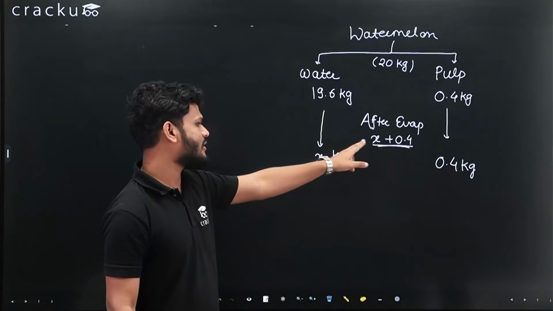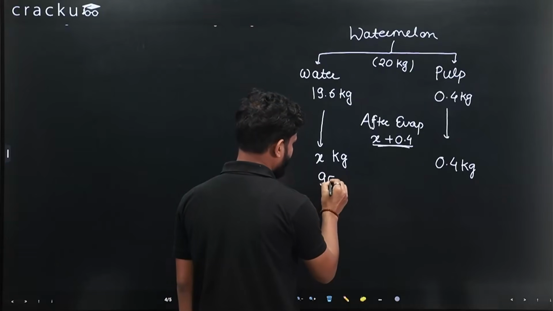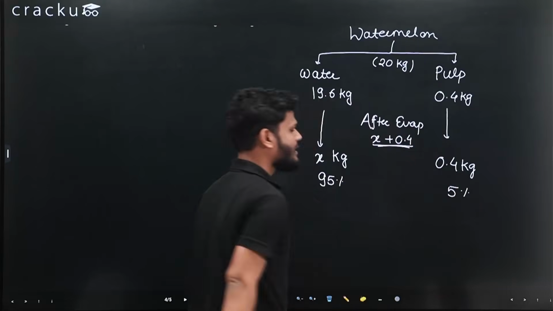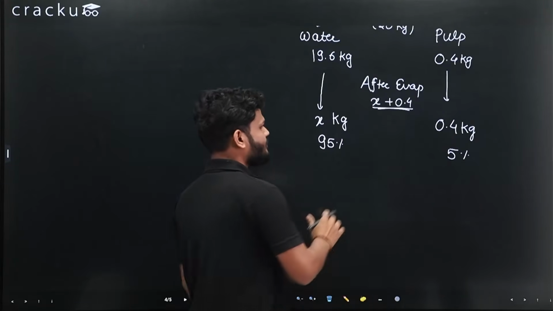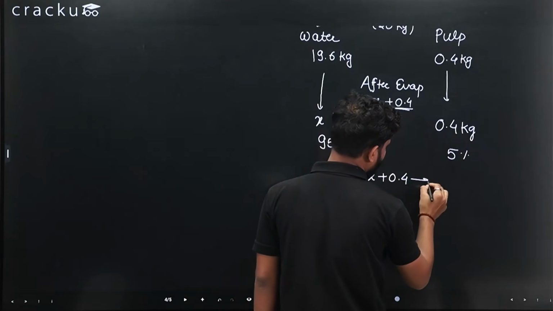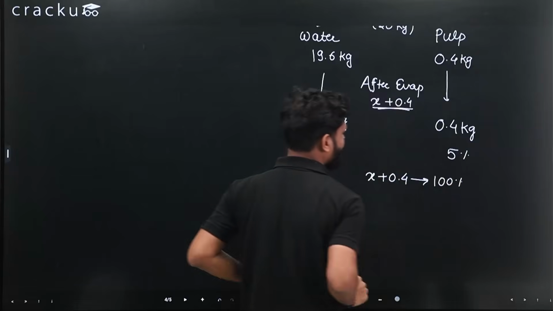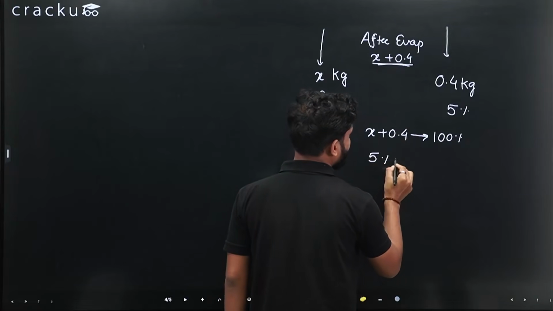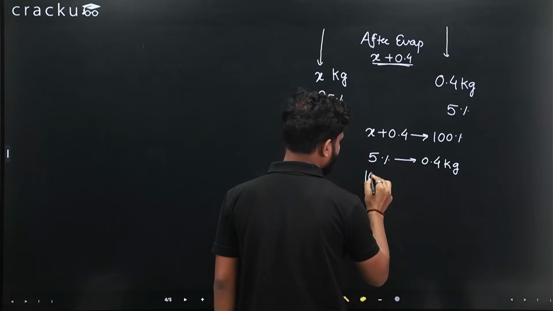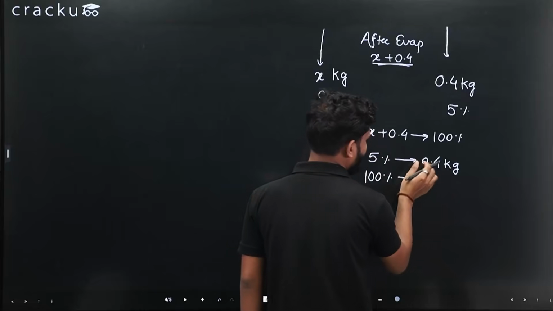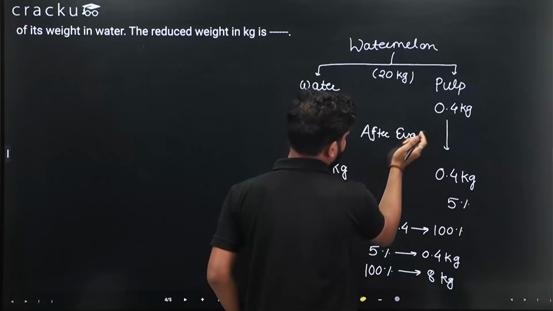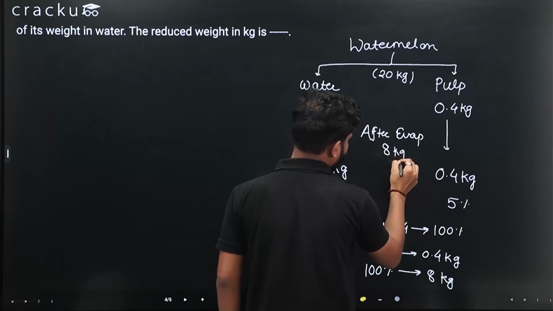Now it is 95% of this one. So this is 95%. Correct? If this is 95%, remaining will be 5%. Now, if this is 5%, x plus 0.4 is 100% of weight, right? If 5% is 0.4 kg, what is 100%? 100% will be nothing but 20 into 0.4, which is 8 kg. The total weight is now 8 kg.